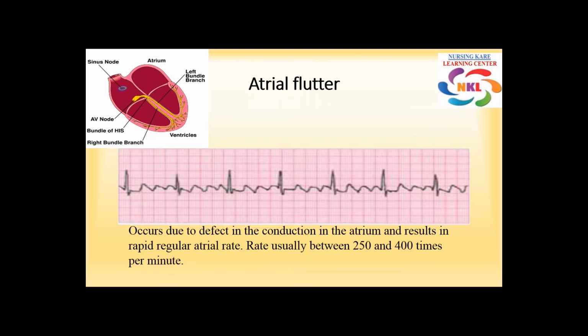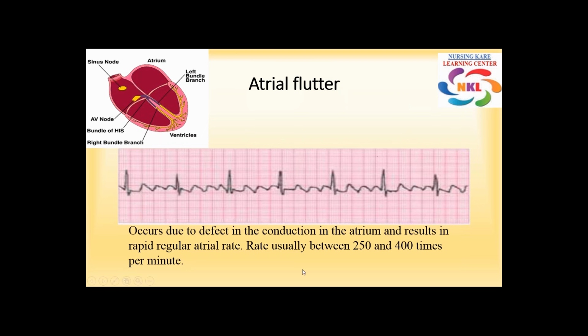Atrial flutter occurs due to a defect in the conduction in the atrium and results in a rapid, regular atrial rate. Now, why is it regular? Remember, when we started out, I showed you that the P wave is the first elevation of the isometric line. So if you look at these, they're regular because they're consistent, even though they're not normal, even though they're flutter. So it occurs only in the P waves.